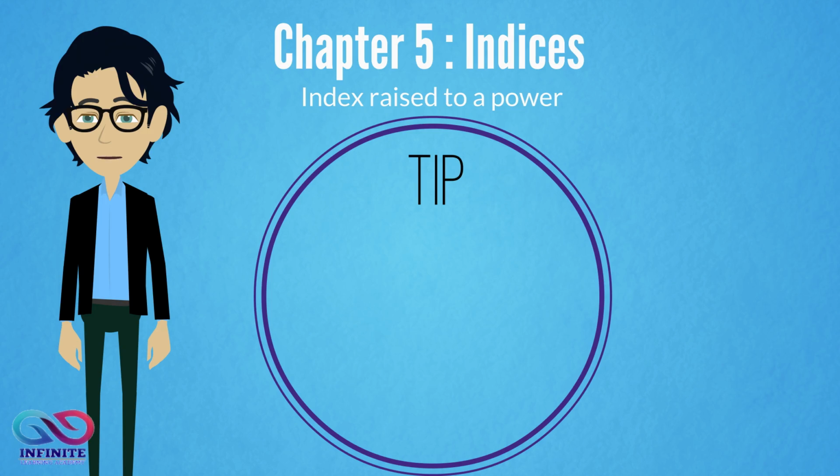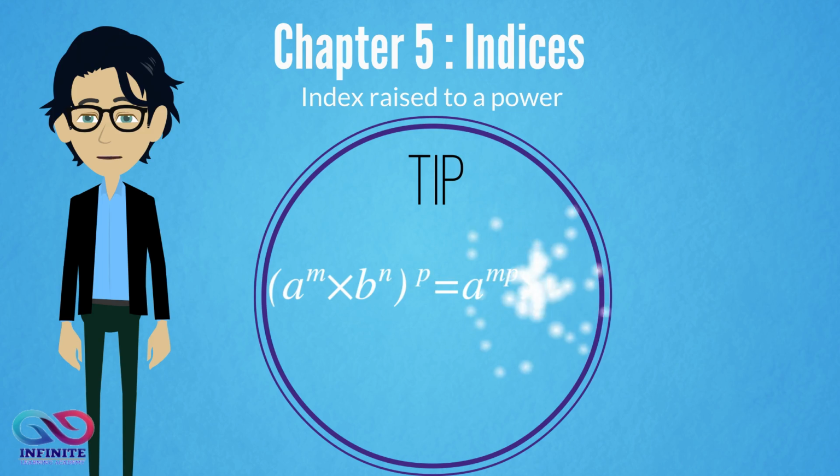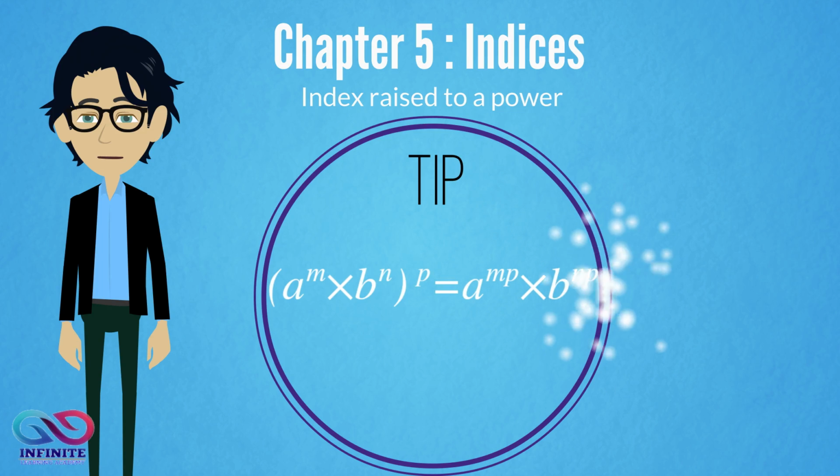We are back to tip time with me. Our tip for today is (a to the power of m times b to the power of n) to the power of p equals a to the power of mp times b to the power of np.